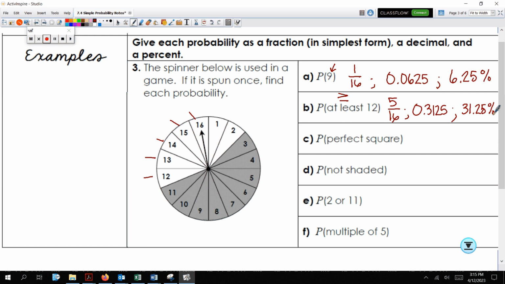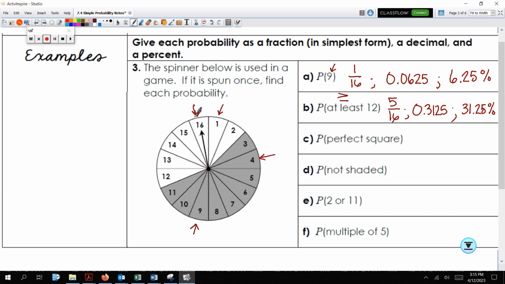All right, a perfect square. Oh, now we got to use our big brains and think about it. All right, we got to think about our perfect squares. Well, 1's a perfect square because 1 times 1 is 1. 4 is a perfect square because 2 times 2 is 4. 9 is a perfect square, 3 times 3 is 9. And 16 is a perfect square. 4 times 4 is 16. Perfect square, remember, it's two of the same numbers multiplied together. Okay, so that gives us 4 choices.